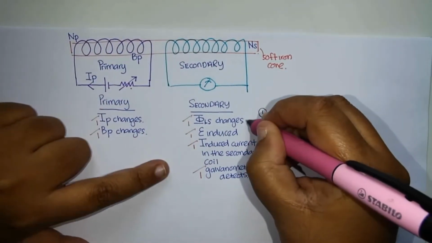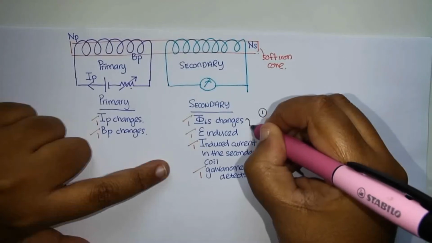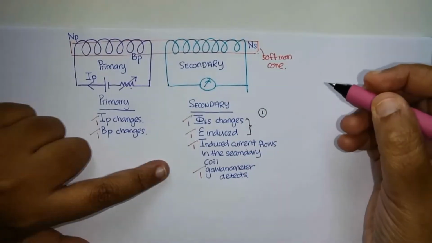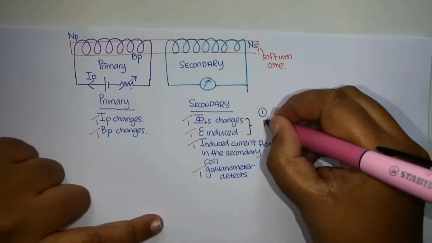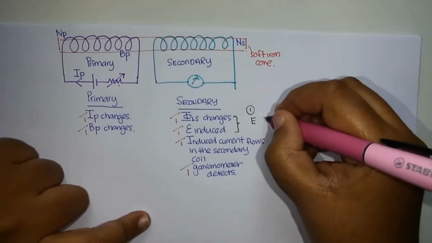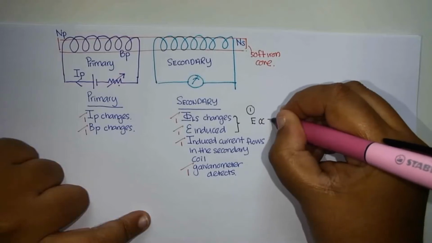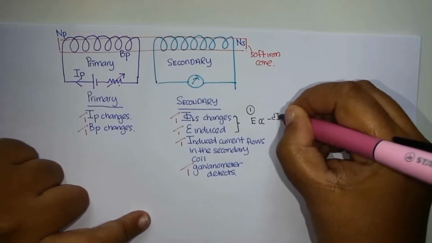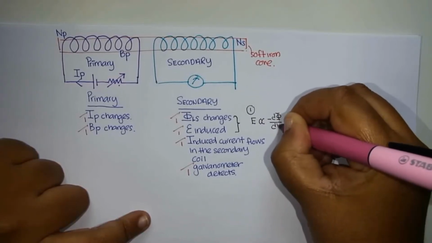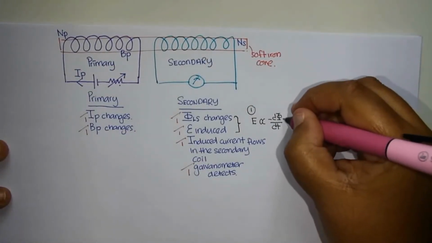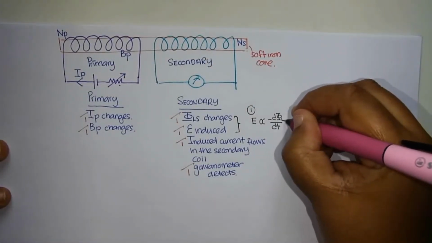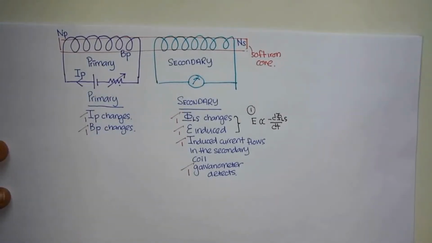When the magnetic flux linkage changes, EMF is induced. So there we can say, by Faraday's law, the induced EMF is directly proportional to negative dΦ over dt, where I'm going to be very specific that Φ is the magnetic flux linkage in the secondary coil. Okay, concept number 1.